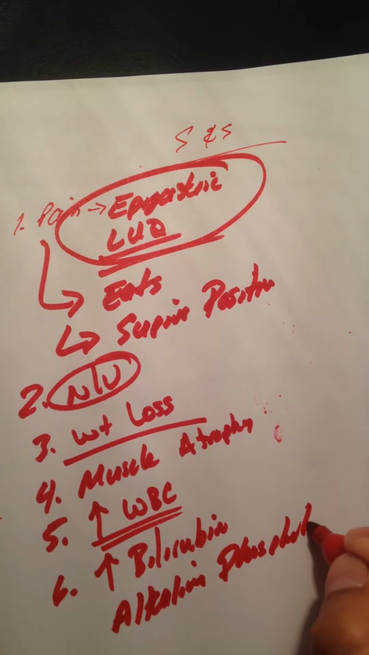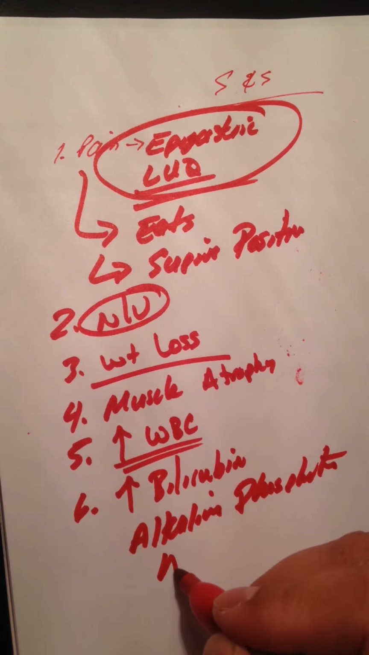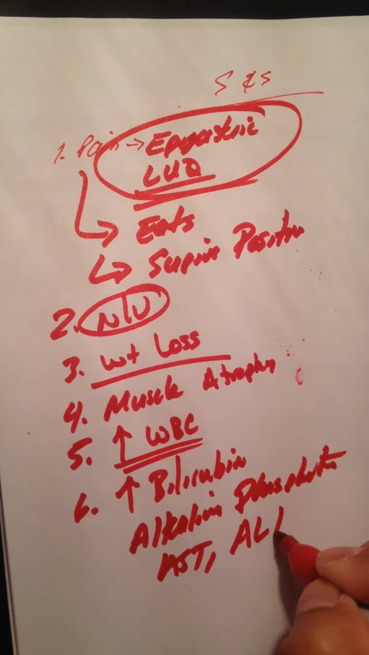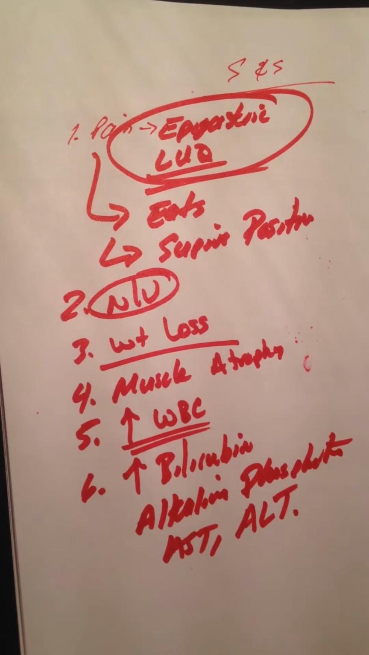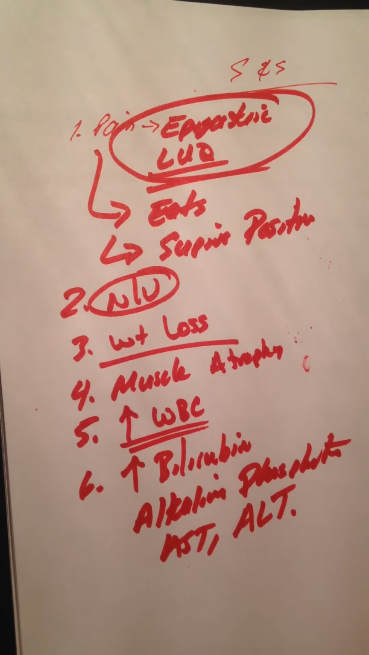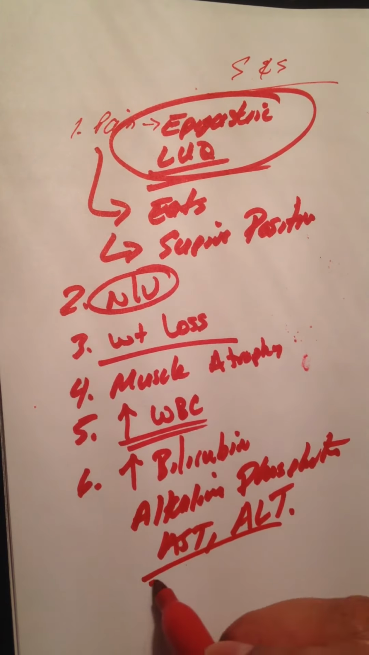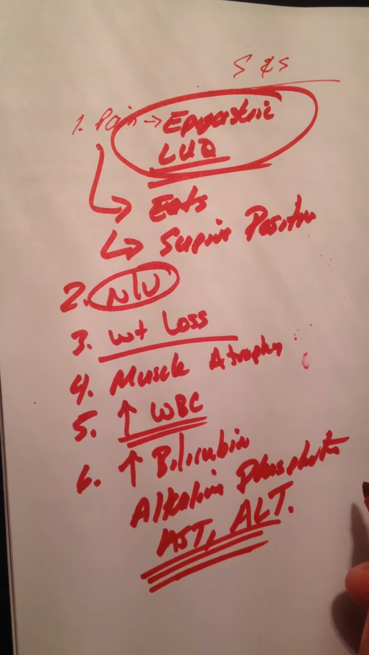Your AST, ALT may also be elevated, and especially if there's some type of gallbladder stone causing an occlusion, these are all going to be elevated.